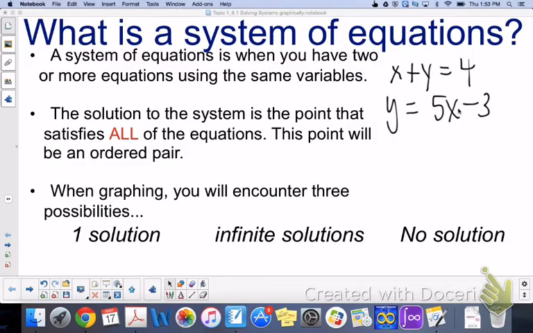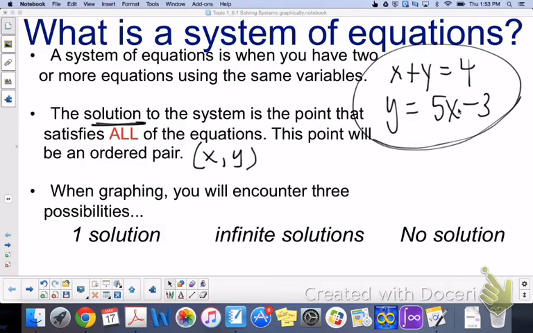The solution to the system is the point that satisfies all of the equations. So if you have a point that satisfies both of those equations, that is called the solution. Okay, and the solution will be an ordered pair, an x and a y. When graphing, you will encounter three possibilities. You will have one solution, meaning the two lines intersect at one specific point.